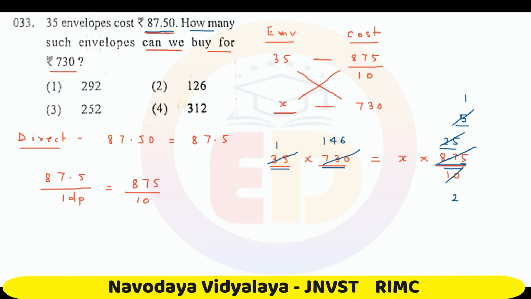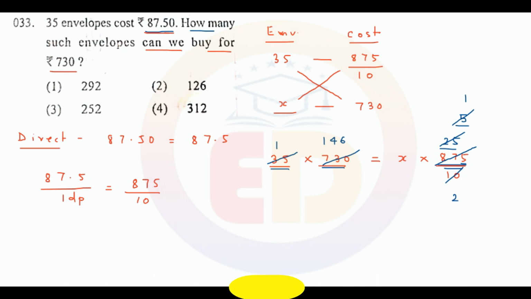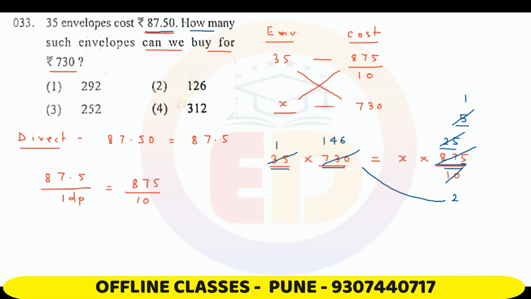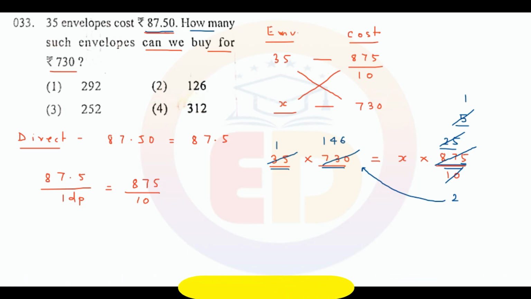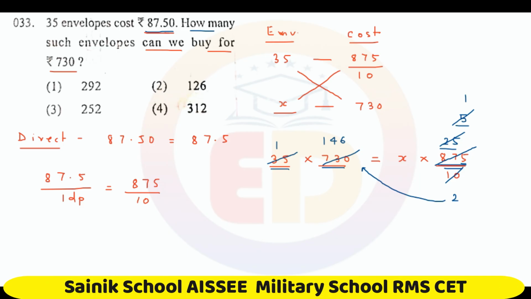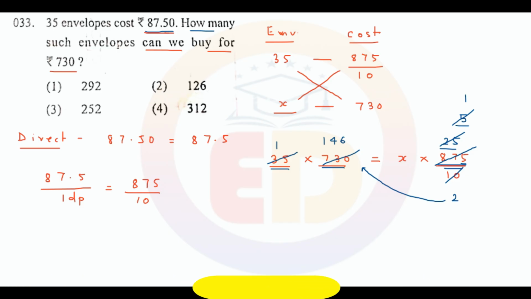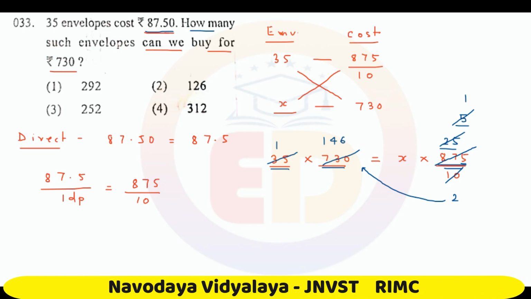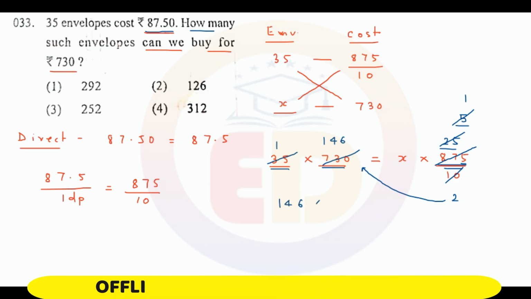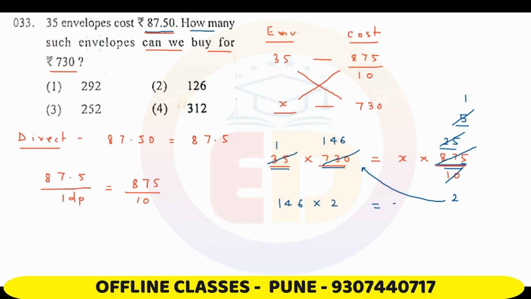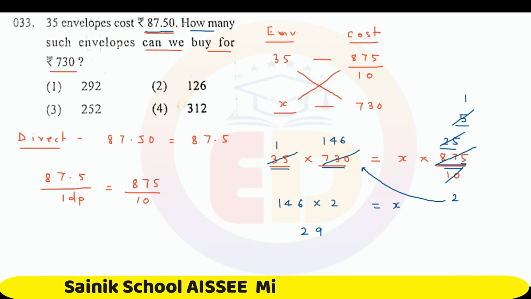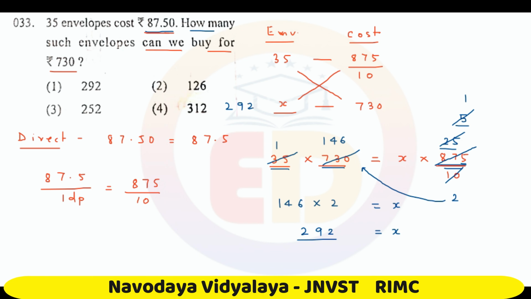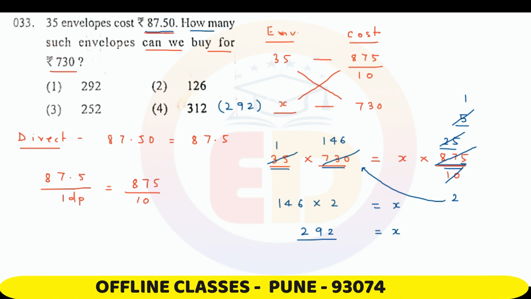In the numerator, I have only 1 left, and the denominator 2 will be carried down from the right hand side to the left hand side. The value of the denominator, when it is changed from right to left side, will now be multiplied by 146. So 146 multiplied by 2 is the value of X, which is 292. Answer is, we will get 292 envelopes if we have 730 rupees. Answer is option number 1.